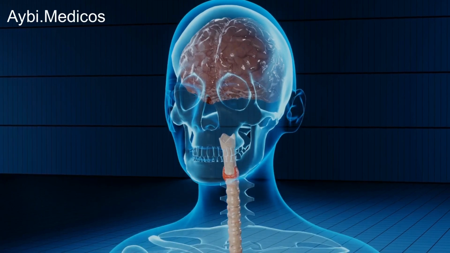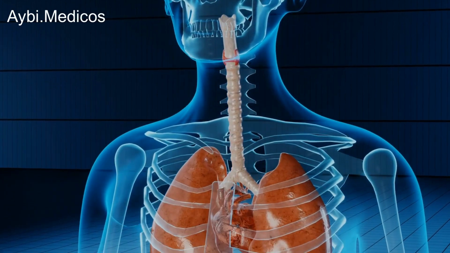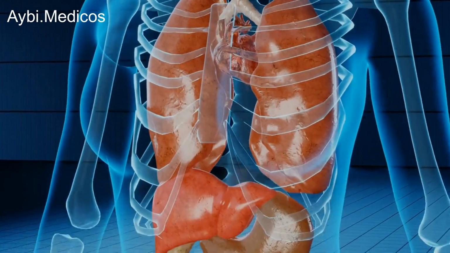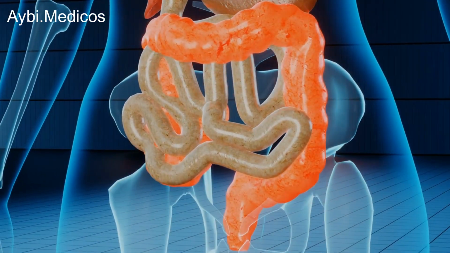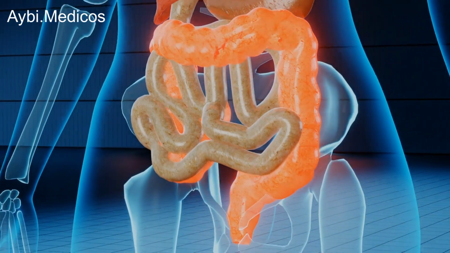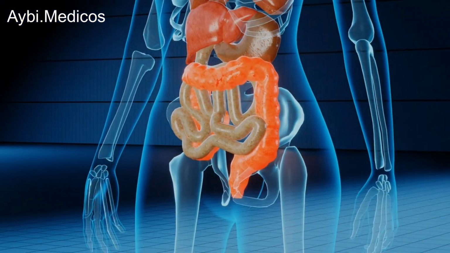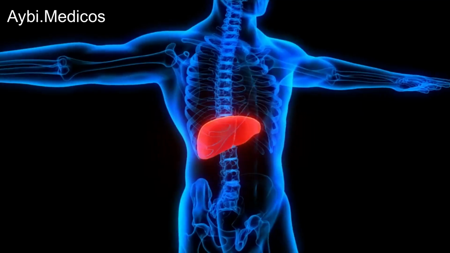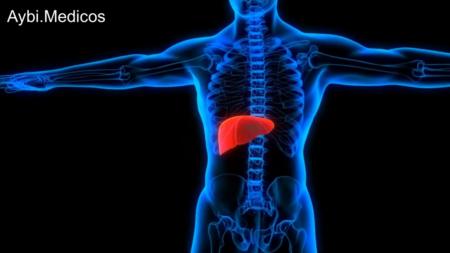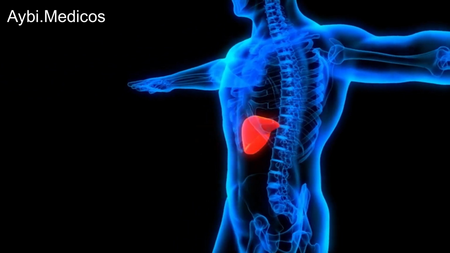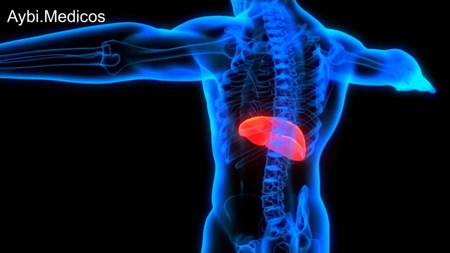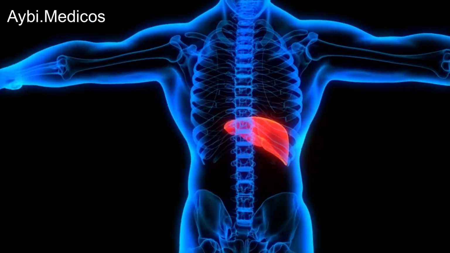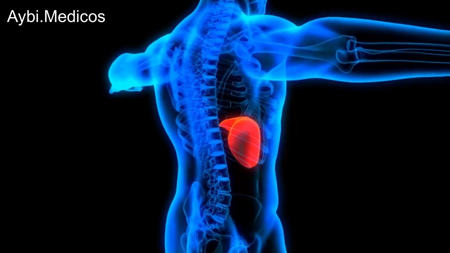A stomach ulcer, also known as a gastric ulcer or peptic ulcer, is a type of sore that forms on the inner lining of the stomach or the upper part of the small intestine, the duodenum. It is characterized by a breach in the mucosal layer that protects the stomach or duodenum from the acidic digestive juices. Here's a detailed overview of stomach ulcers.